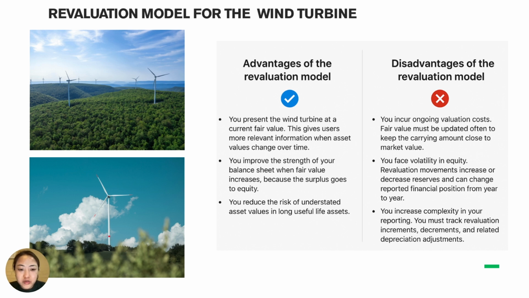One of the advantages is that since you present the wind turbine at the current fair value, this will give you more relevant information when asset value changes over time. Second, you can improve the strength of the balance sheet when the fair value increases, because the surplus goes to equity. And the third advantage is that you can reduce the risk of understated asset values in long useful life assets.